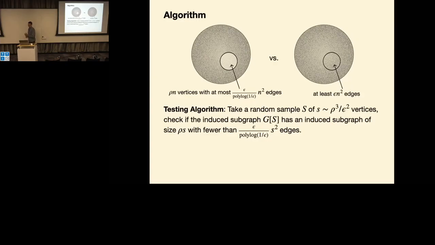So what's the testing algorithm? One nice thing is that the testing algorithm is maybe the first thing that comes to mind. You take a random set S of vertices, inspect the induced subgraph, and check to see if there is a rho S subgraph within your sample that has a small number of edges.